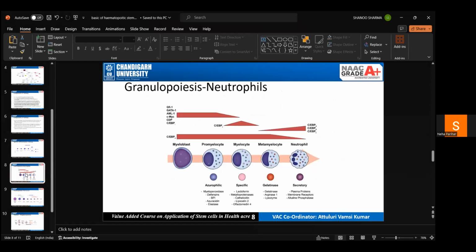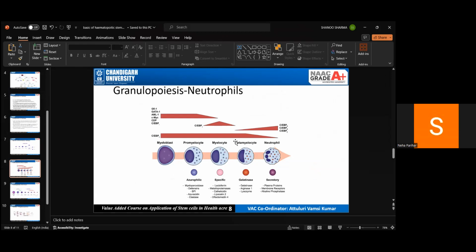Then another one is granulopoiesis. Granulopoiesis is also known as neutrophil formation. Poiesis means the formation of an excess number of the cells. So the myeloblast cells will form, and then promyelocyte, then myelocyte, then metamyelocyte, and then the neutrophils.